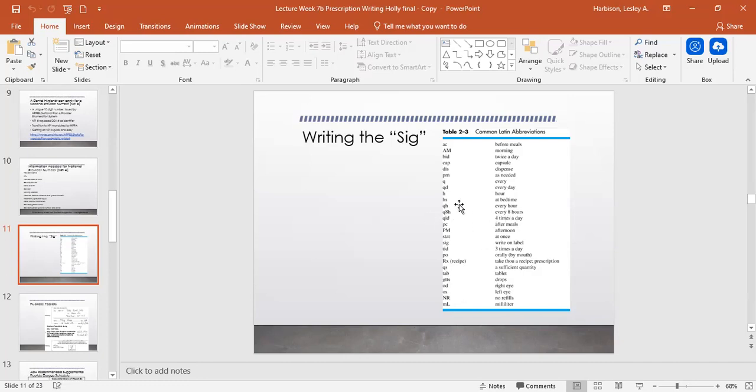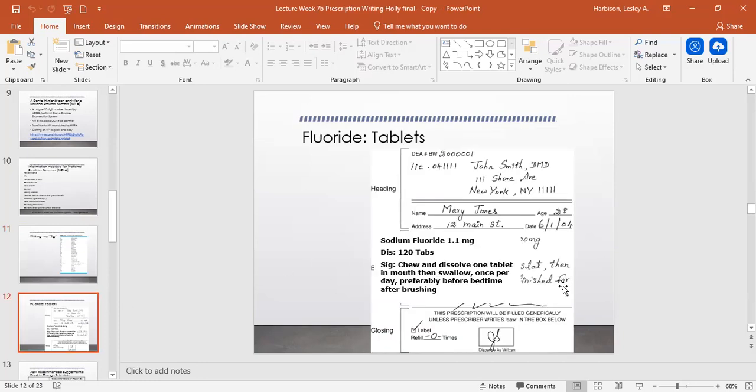I'm not going to test you on that, but I do want you to know the BID, QID, TID. So twice a day, 3 times a day, 4 times a day, and then the PRN, and then the PO, by mouth. So there's a few there that I would like you to be familiar with.